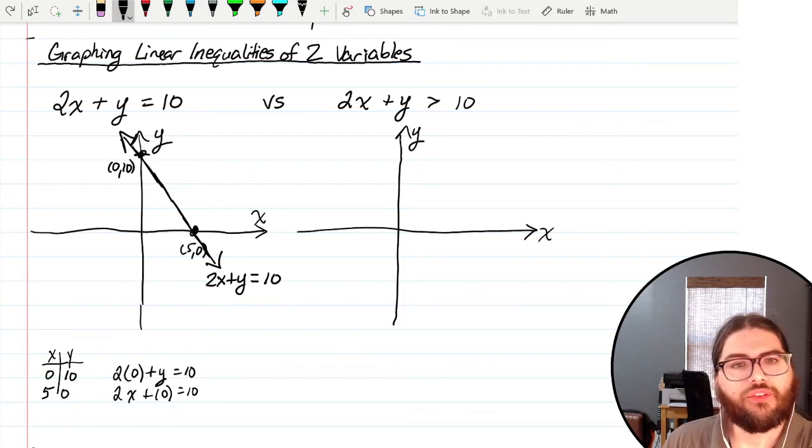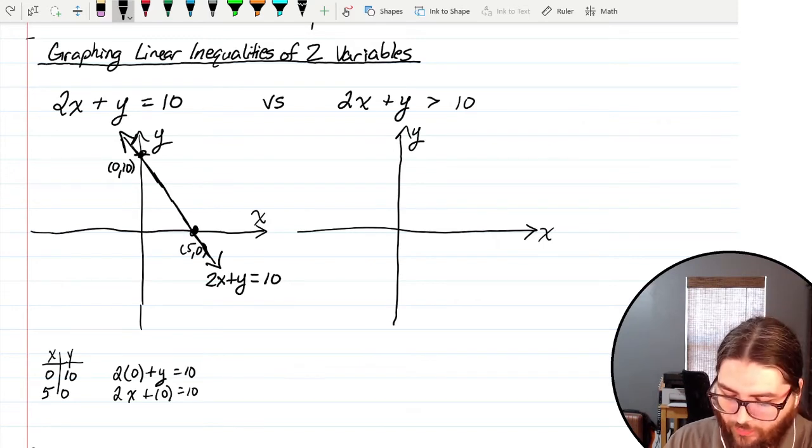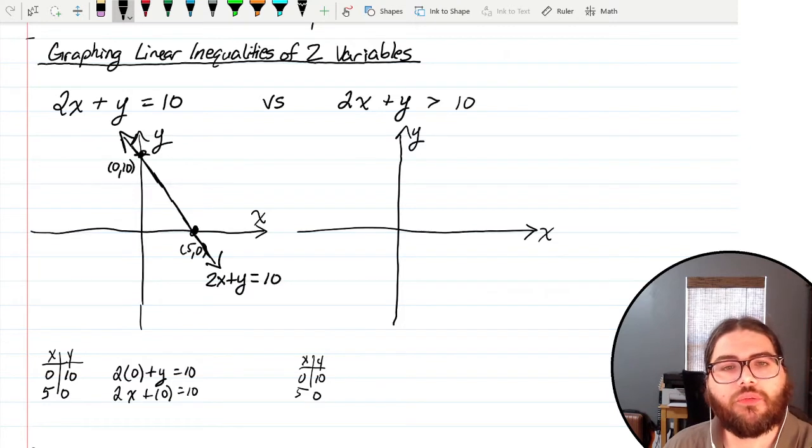Well, let's compare that to inequalities now, which is on the right side. I would do the same thing. I would graph my intercept points. I would find my intercept points the same way I did before.